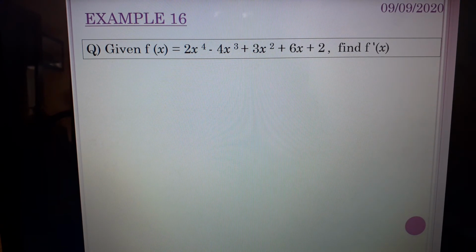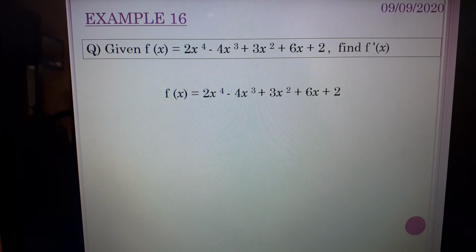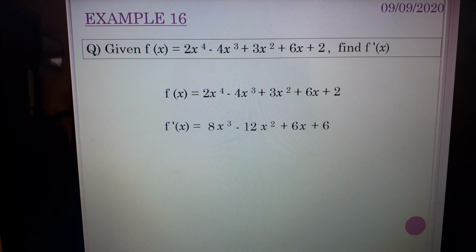Okay, so here we have a longer function, and when it tends to be longer ones like this, it can sometimes be easier to do. Even though you've got more to do, it doesn't mean to say that it's harder. So let's differentiate each term one at a time. So we have 4 times 2, which is 8, and the power is going to be 3. Negative 4 times 3, which is negative 12, and the power is going to be 2. And then we have a 6x, and the power is going to be 1. Then the next one is just going to be a 6, because the x power is 0. And x to the power of 0 is just 1, so it's just a 6.